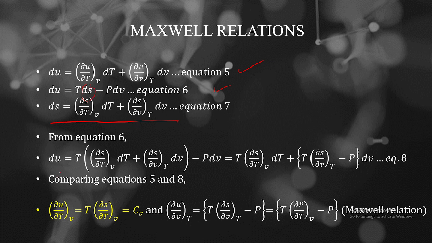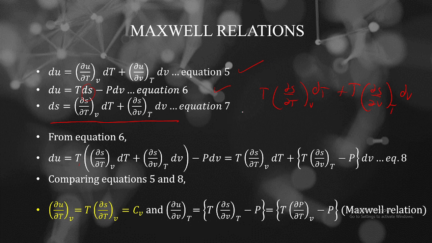Right? And that's going to give me equation 8. So du is going to be T times dS, which is all of this, minus P dV. Now I can group my terms. If I expand this part here, I'll have my T (∂S/∂T) at constant V dT, plus my T (∂S/∂V) at constant T dV, right?